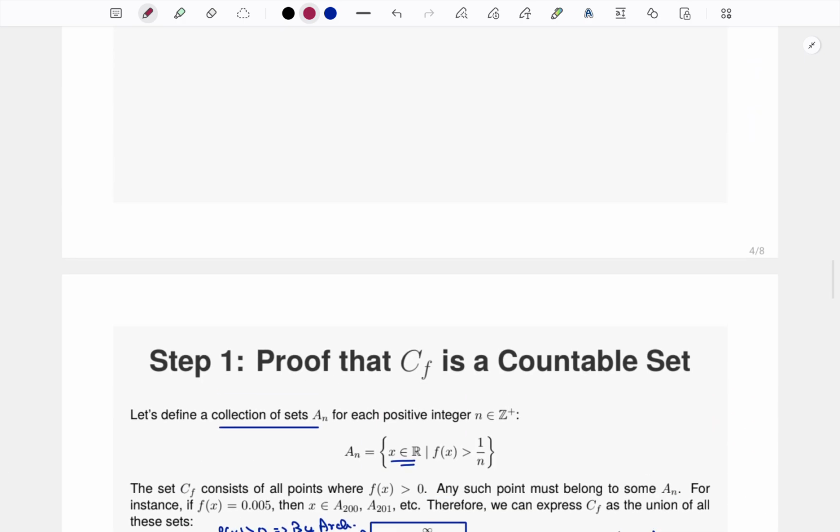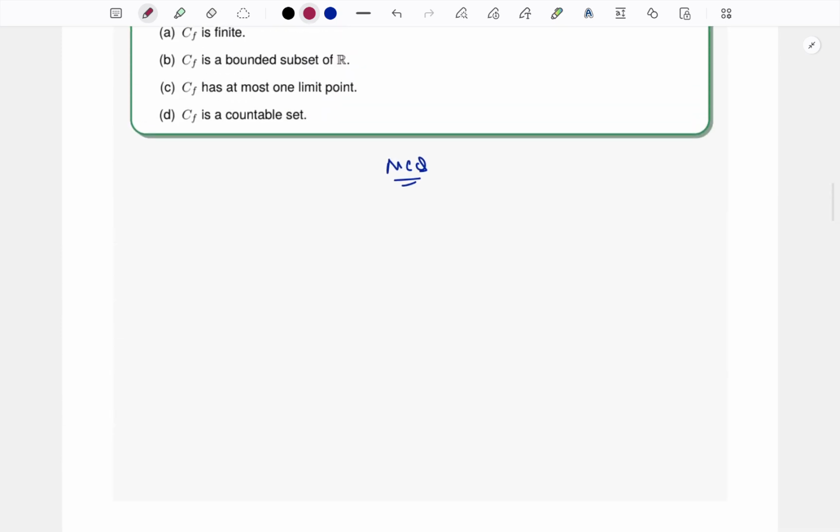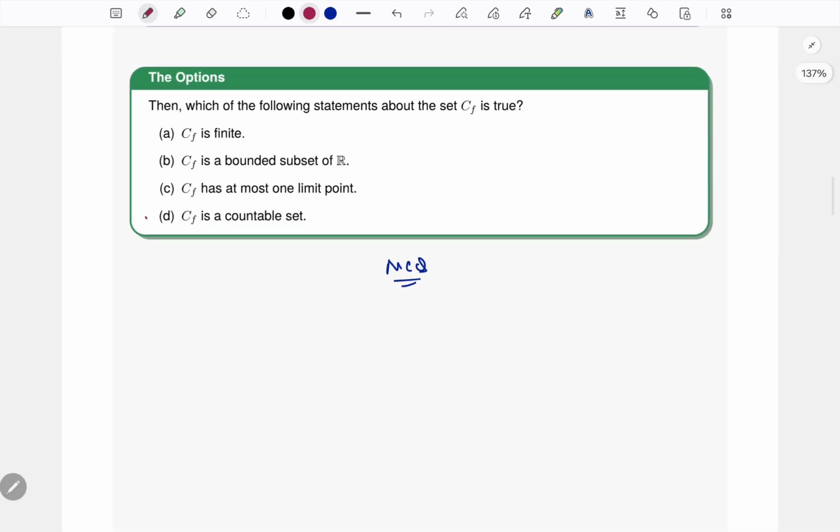Got it? So therefore, let us get back to the options. So we have proved that option D is the right option.